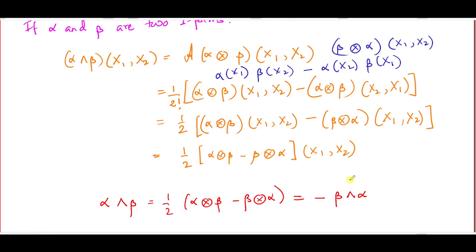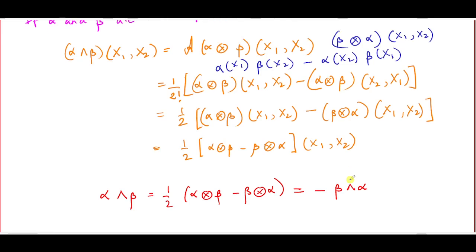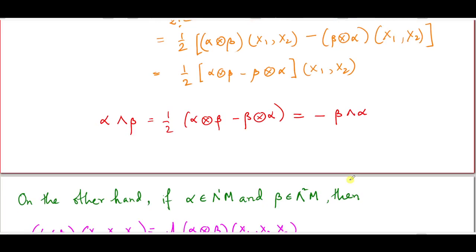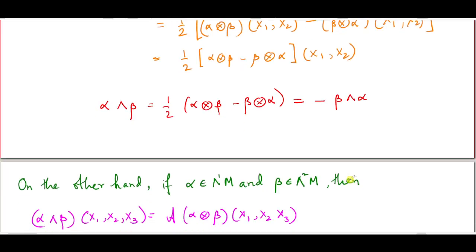Note that the wedge product is not always anti-commuting or always commuting. For a 0 form and a K form, it's commuting. For two 1 forms, it's anti-commuting. In fact, these two are special cases of a more general result. But before I say that, let's take a look at a slightly more complicated example of the same kind of argument. If alpha is a 1 form belonging to lambda 1 of M and beta belongs to lambda 2 of M, so it's a 2 form, then how do you calculate alpha wedge beta acting on 3 vector fields?